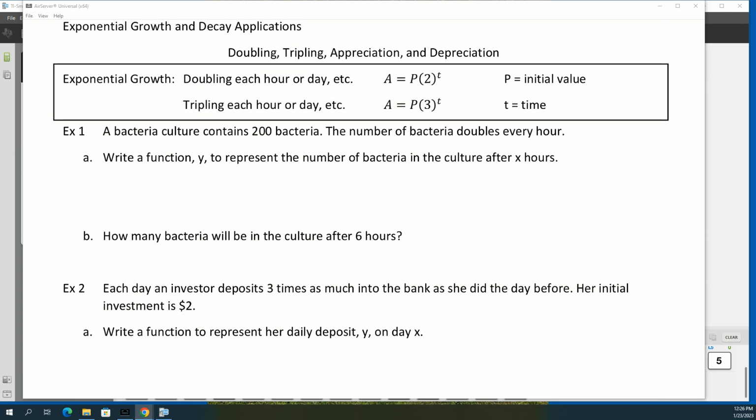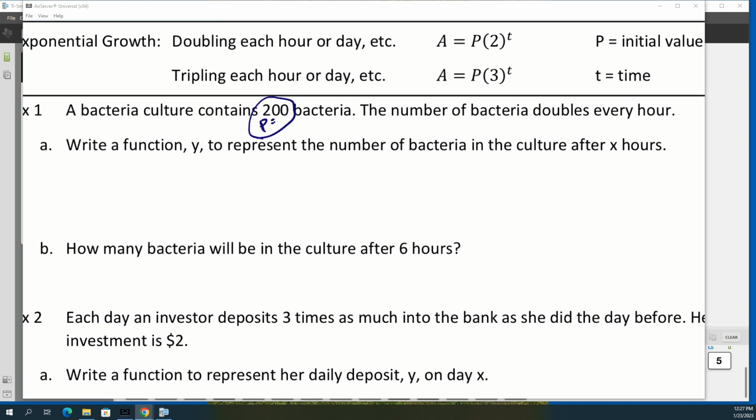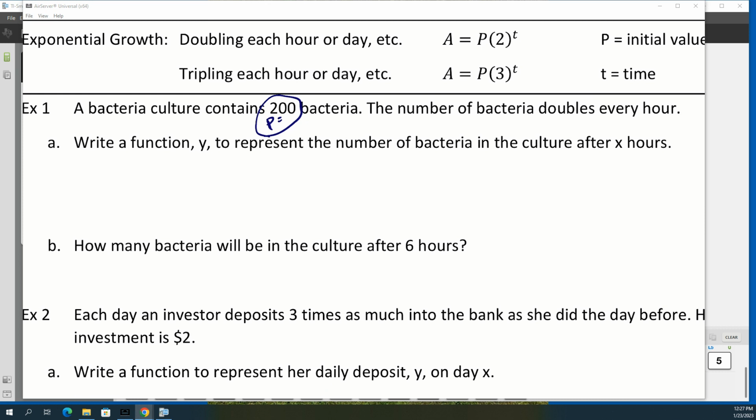All right. So on example 1, a bacteria culture contains 200 bacteria, and the number of bacteria doubles every hour. So this 200 is going to be the initial amount of bacteria, and so it's going to be P. So you can do that if you want to, label that as P. And so on example A, it asks us to write a function and to call it y.